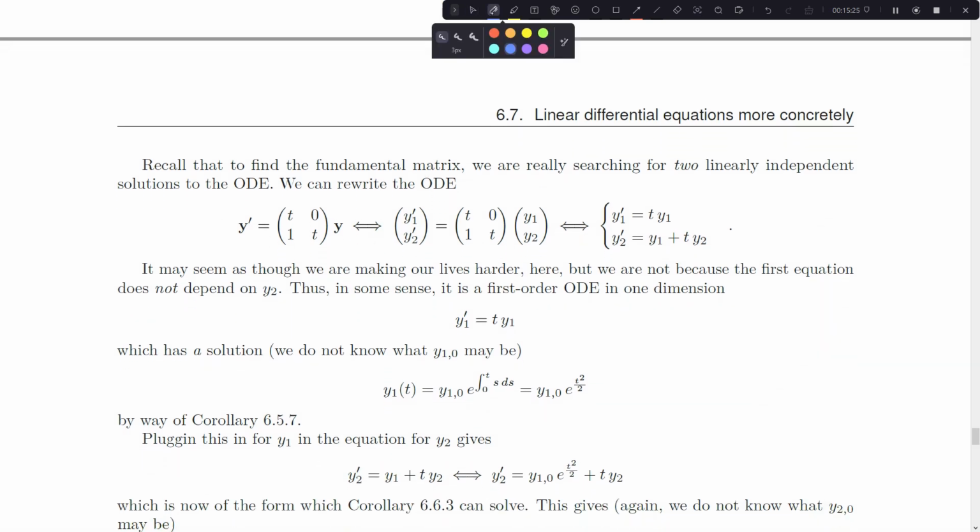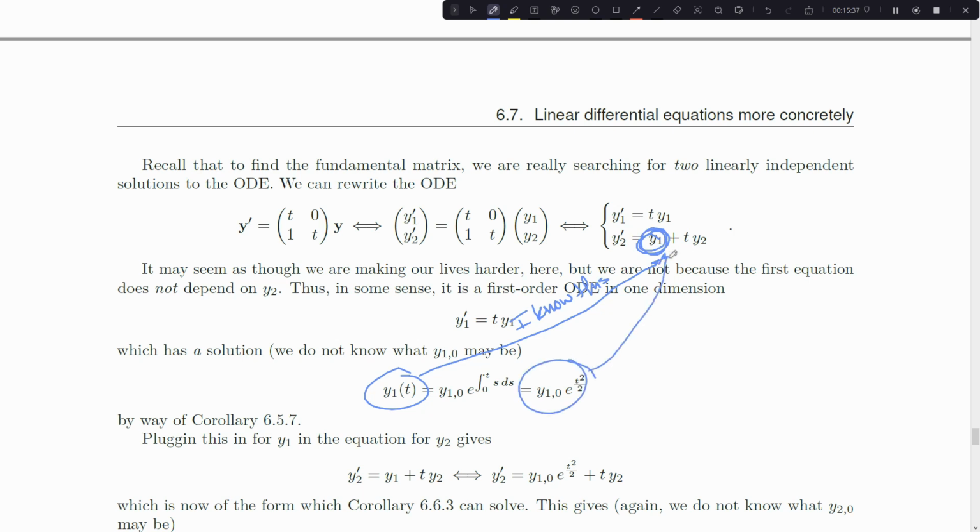If I plug that in, now that I know what y1 of t equals, I know this. So I know that right there. I'm just going to plug that in, and that gives me now a one-dimensional, this is 1D, let's see, it's non-autonomous, and it's inhomogeneous. But upon recognizing it's non-autonomous, inhomogeneous, I know how to solve it because, once again, that's one of my corollaries, which will let me solve this.